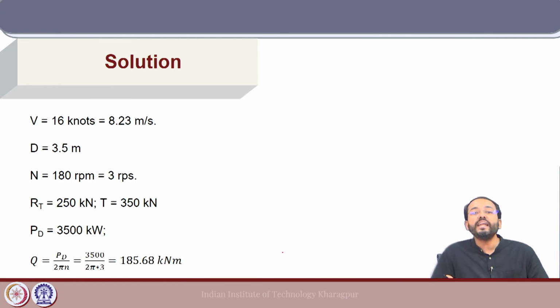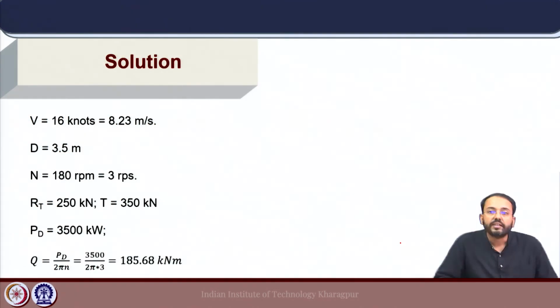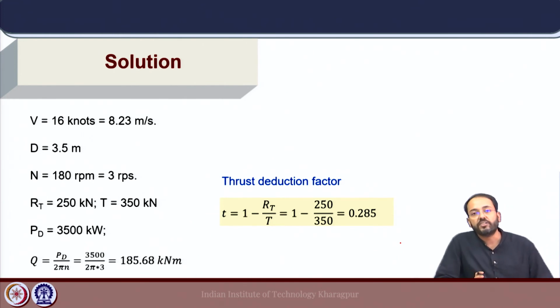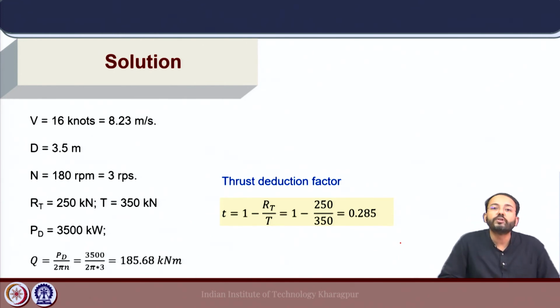Now, using that we can calculate the torque. The torque the propeller will absorb will be PD divided by 2 pi n, where n is the rotational speed, and we can calculate this as the first step using the delivered power. The next thing we can compute is the thrust deduction factor, because the total resistance of the ship is given and the propeller is producing a thrust of 350 kilonewton at the speed of 16 knots. So, we can use the total resistance and thrust to calculate the thrust deduction factor.